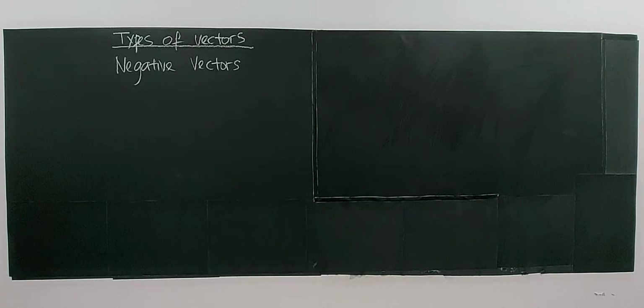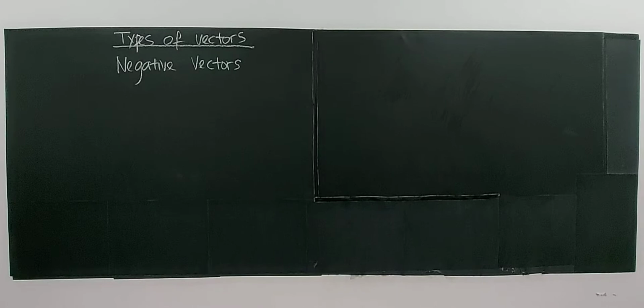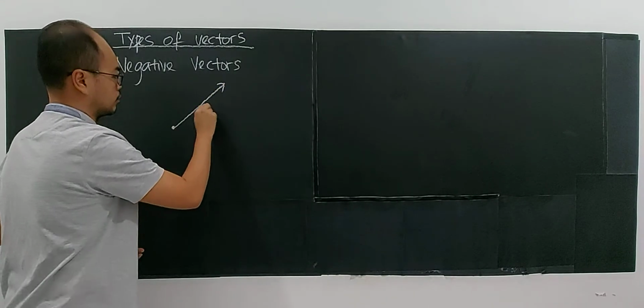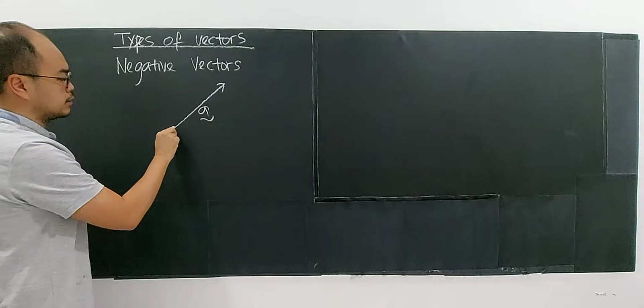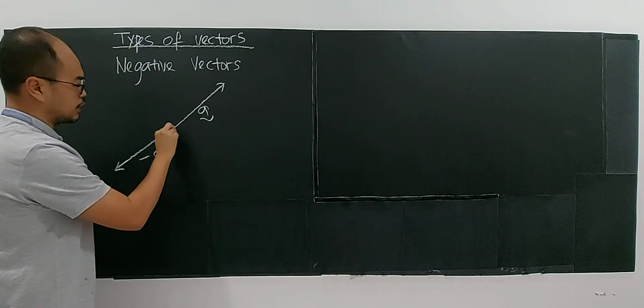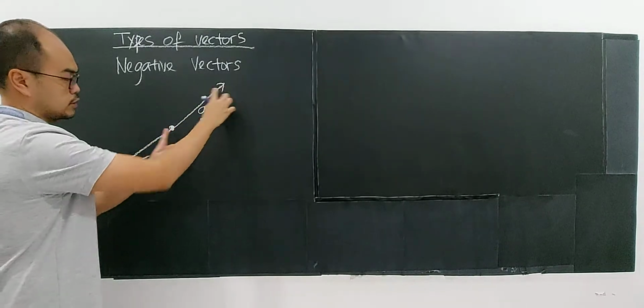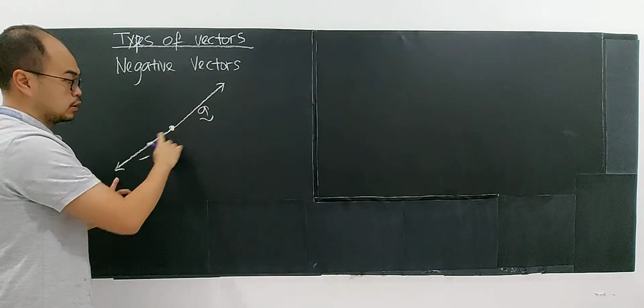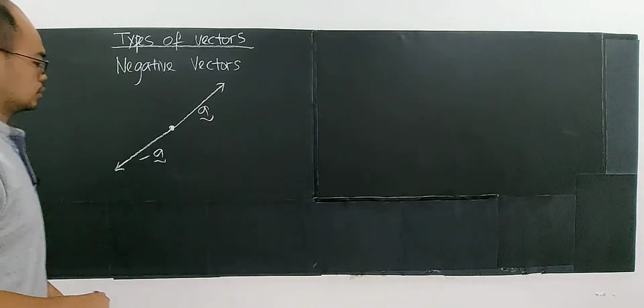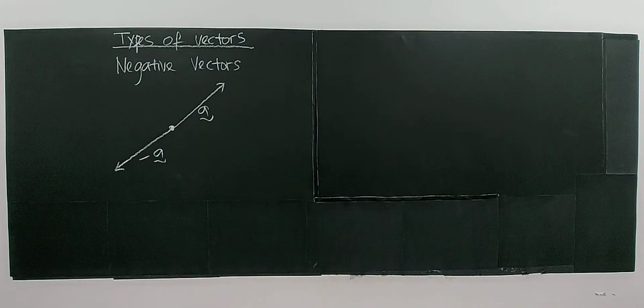Let's discuss the meaning of negative vectors. This is very simple. Let's say you have a vector A. Then the negative of this vector will be in the other direction, the opposite direction of vector A. They have the same magnitude, but different directions. They have opposite directions. So this is the meaning of negative vectors.